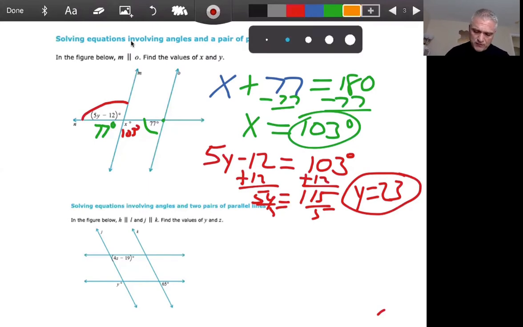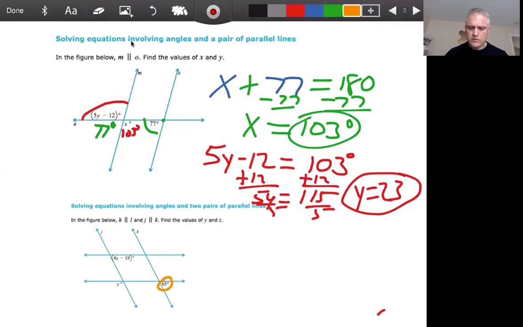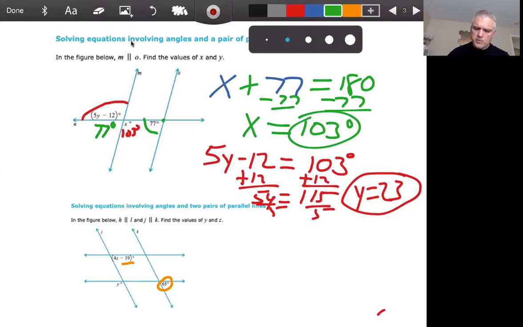They gave us this 65. Now the x that they've given us is way over here. The y that they've given us isn't too far away. So what I would like to do is try to find the y first. You could do the x first, it doesn't really matter. I'm going to find the y first. So I'm going to find a corresponding angle to this 65.